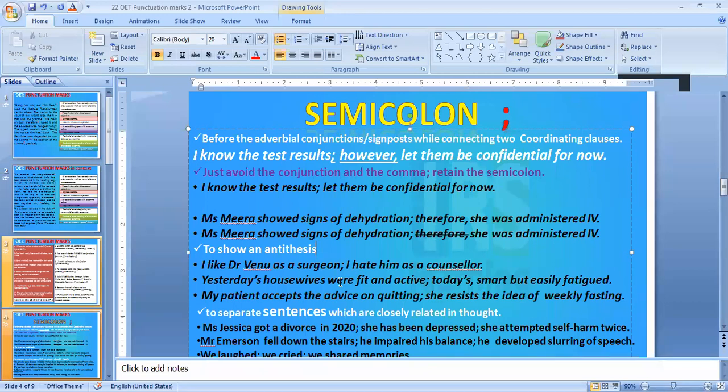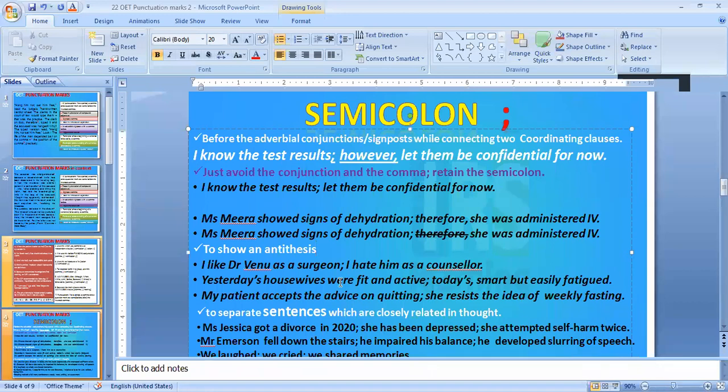Thesis is the short form of synthesis. Joining together is called thesis or synthesis. Antithesis means joining together of two opposites. Two things are said, but they are opposites. And when we want to say that those two opposites, then you use a semicolon. A very good example is given here.